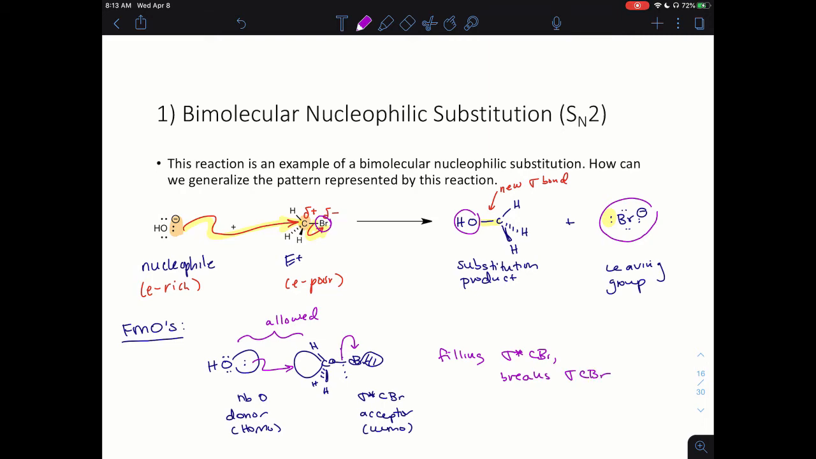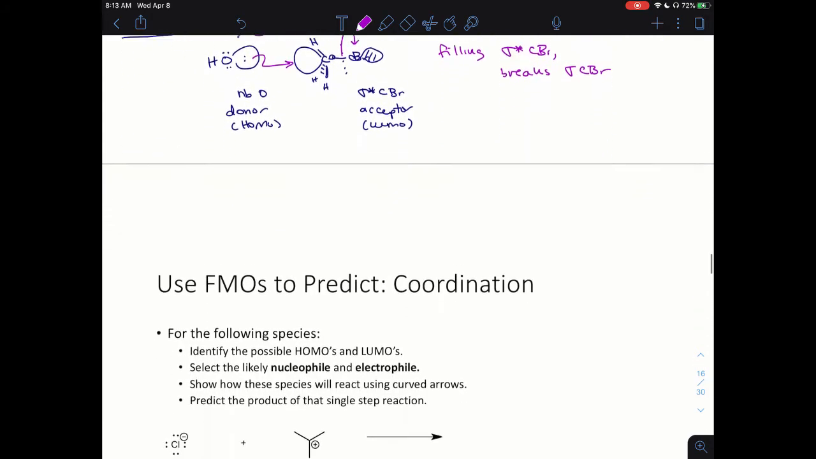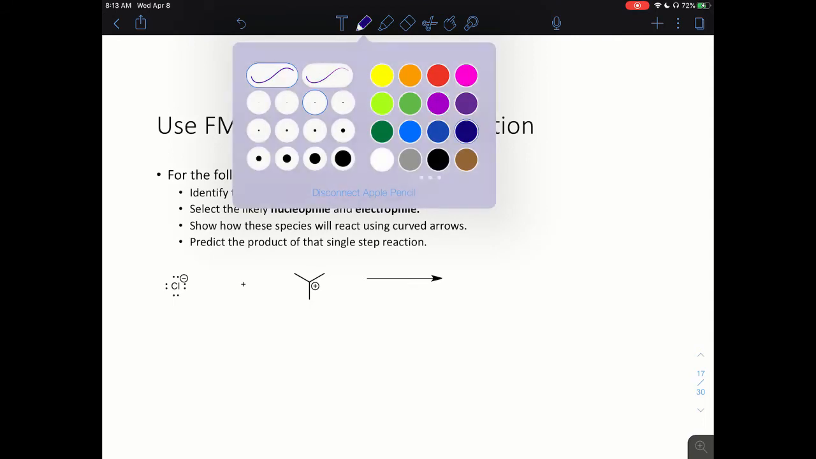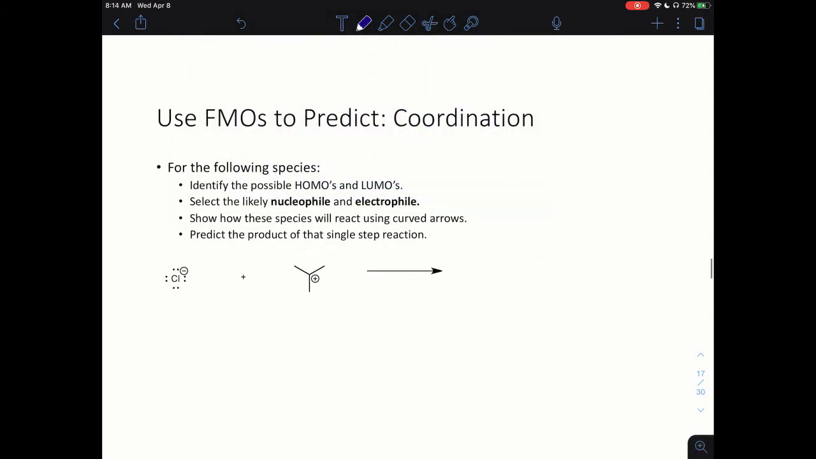Okay, all right, let's go on to the next one. So let's use FMO theory to predict the reaction between these two species. Same steps. If you want to pause and try yourself, please go ahead and do that. Okay, so for chloride, this only has a HOMO. There are empty orbitals, but there's not an empty molecular orbital, and certainly not one on our list. So that makes our life a lot easier.